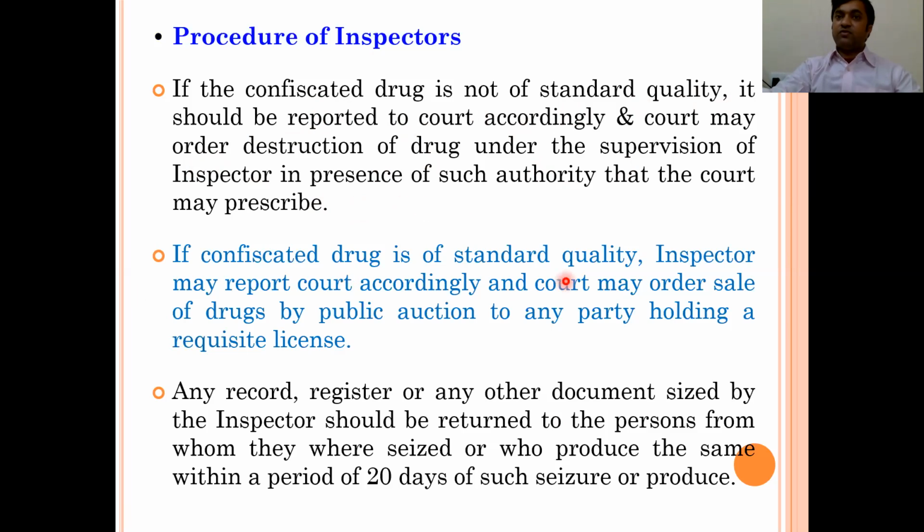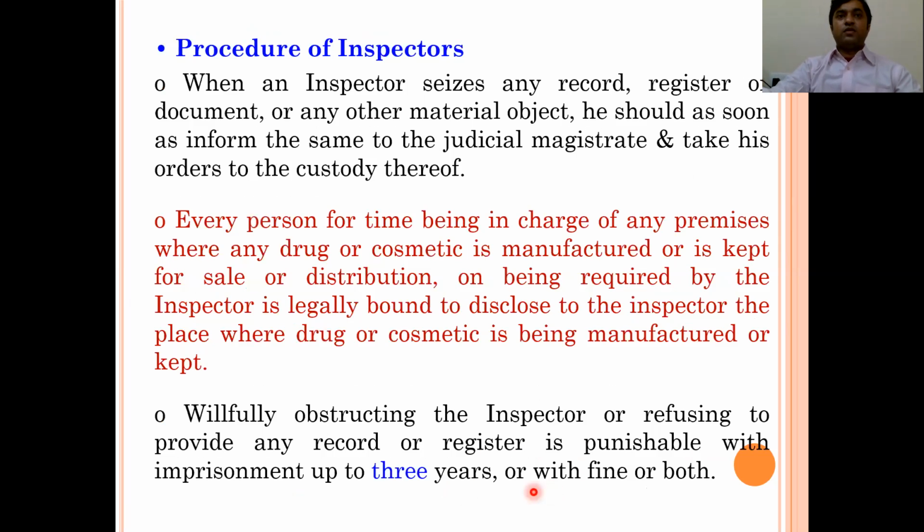But if the drug is of standard quality, the inspector may report to the court and the court may order the drug for public auction, and any party who has a proper license can buy that drug. Any record, register or any document seized by the inspector should be returned to the persons from whom they were seized and who produce the same within a period of 20 days of such seizure. When an inspector seizes any record, register or document or any other material, he should soon inform the judicial magistrate and take his orders for the custody.